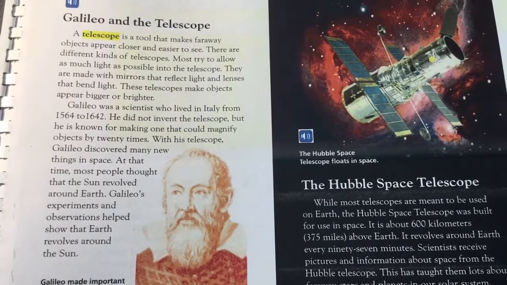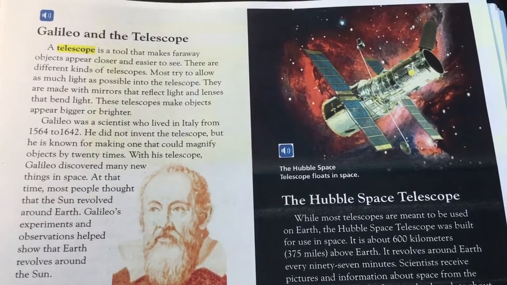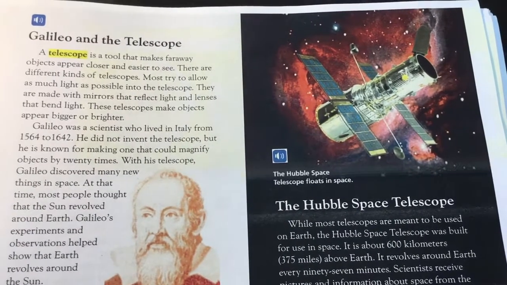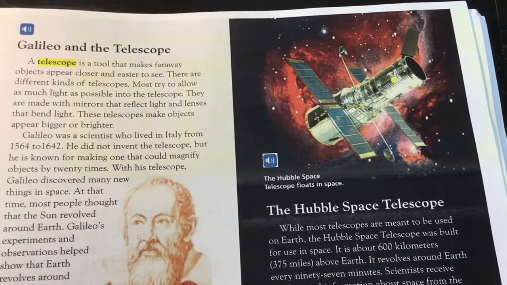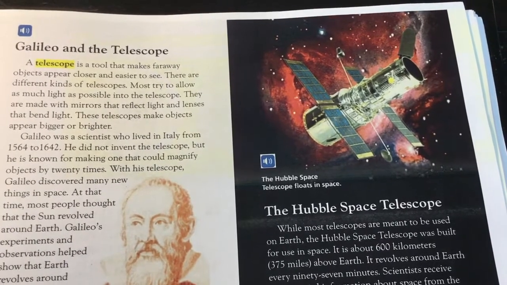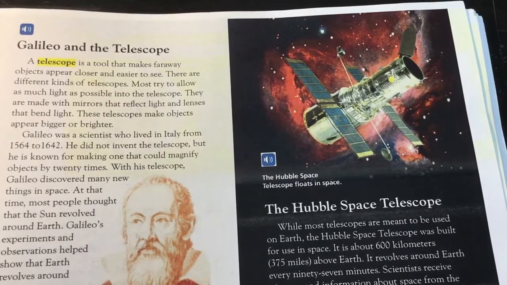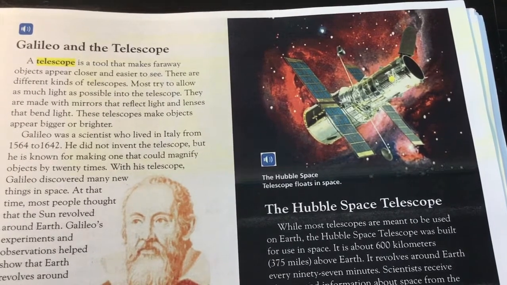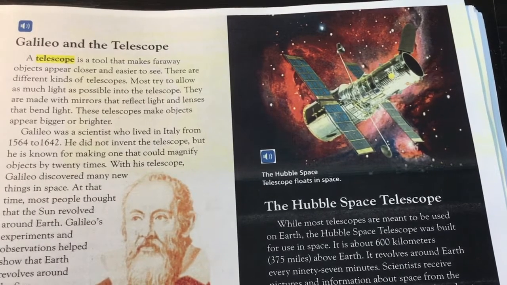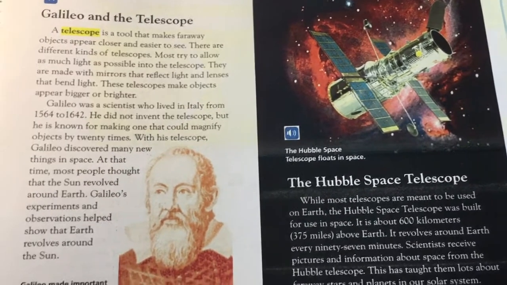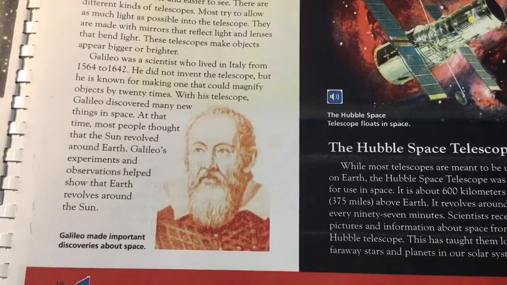Galileo was a scientist who lived in Italy from 1564 to 1642. He did not invent the telescope. Oh, sorry. He did not invent the telescope yet. But he is known for making one that could magnify objects 20 times.